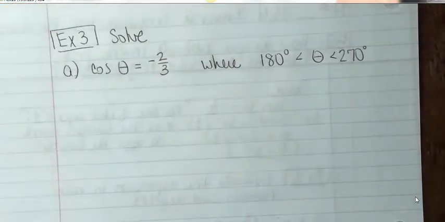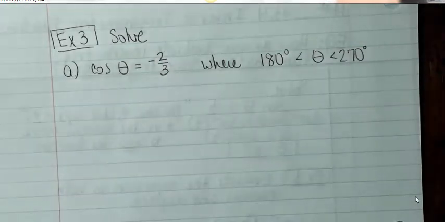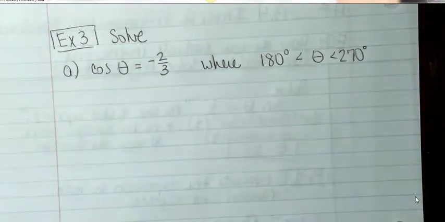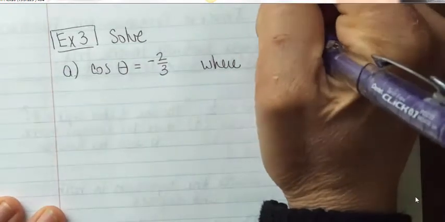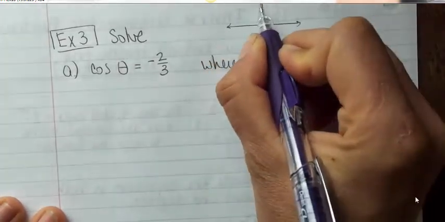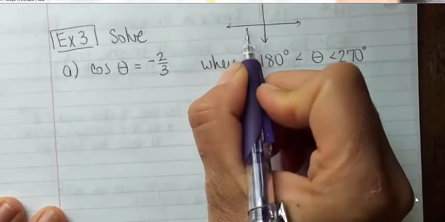Okay, so let's think about this. If I think about this in a picture, I want an angle somewhere between 180 degrees and 270. So I'm somewhere in here.